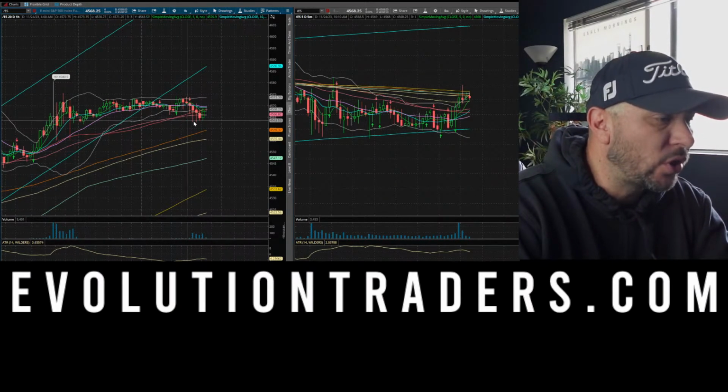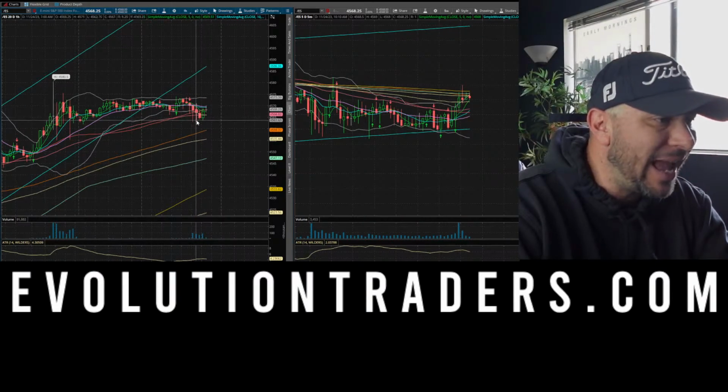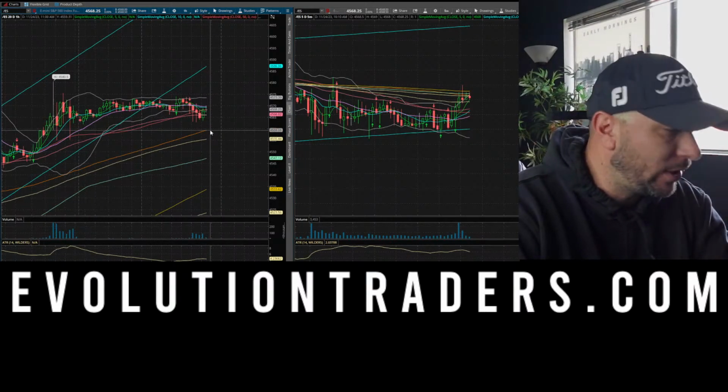However, if we do start to break down, look at the wicks here. If we do start to break down the last 1, 2, 3, 4 hour candles, then you can see we have a potential pullback into 45.59.